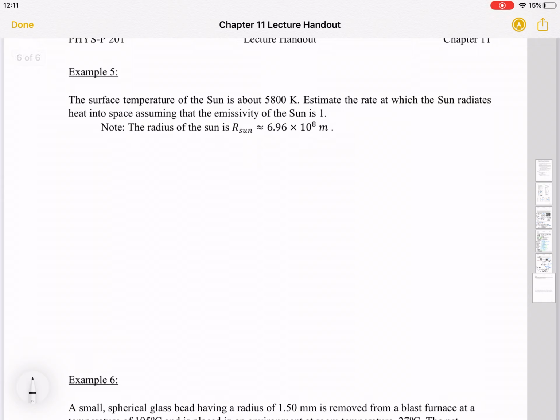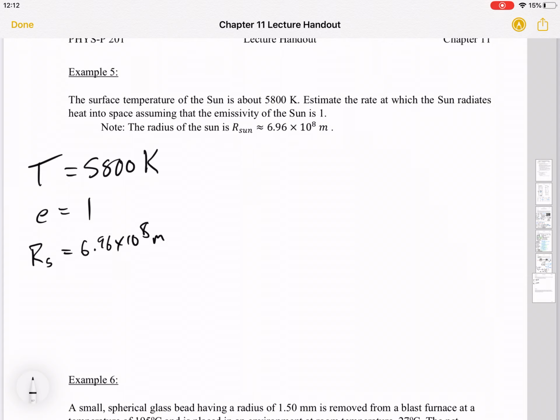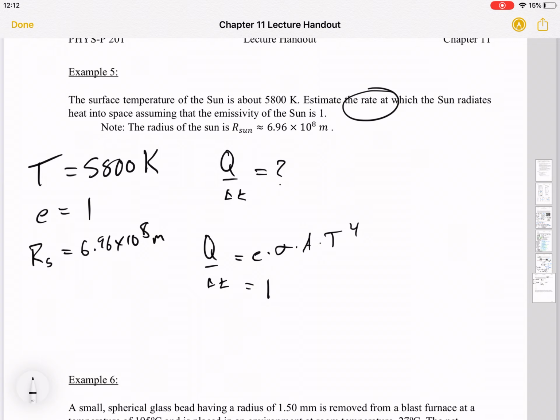Okay. So what are we given? The temperature is that, and that's a surface temperature. The emissivity is 1. The radius of the sun is 6.96 times 10 to the 8 meters. And the question is, how much energy, at what rate, right? At what rate is it sending energy into space? So that's Q over delta T. Okay, so we're just plugging in. So Q over delta T equals E sigma A T to the fourth. So we're told the emissivity is 1.